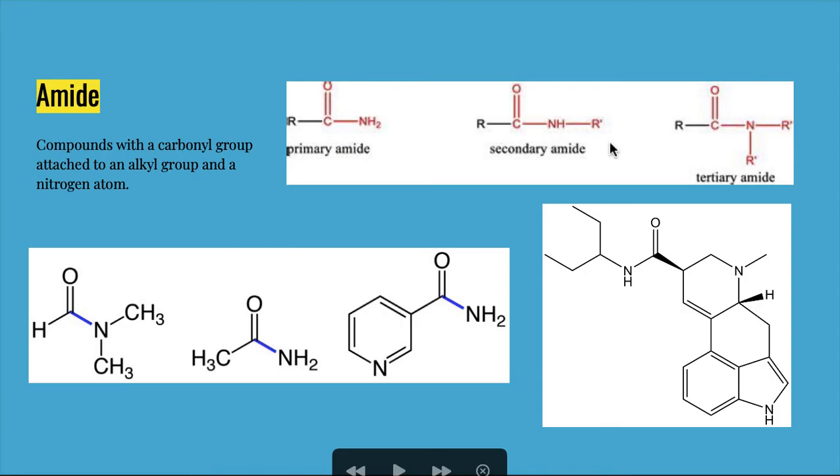So again, amines and amides are the ones that follow the exception for the primary, secondary, tertiary classification. Everything else is the normal way: look at the carbon that the functional group is attached to, and look at what else that carbon is attached to. Okay? So here's some examples of amides, and here's a more complex example of an amide.